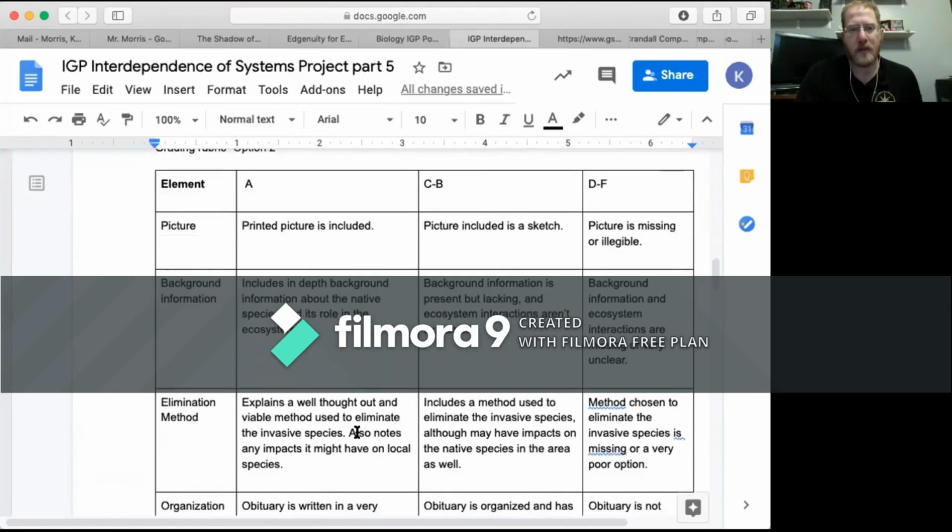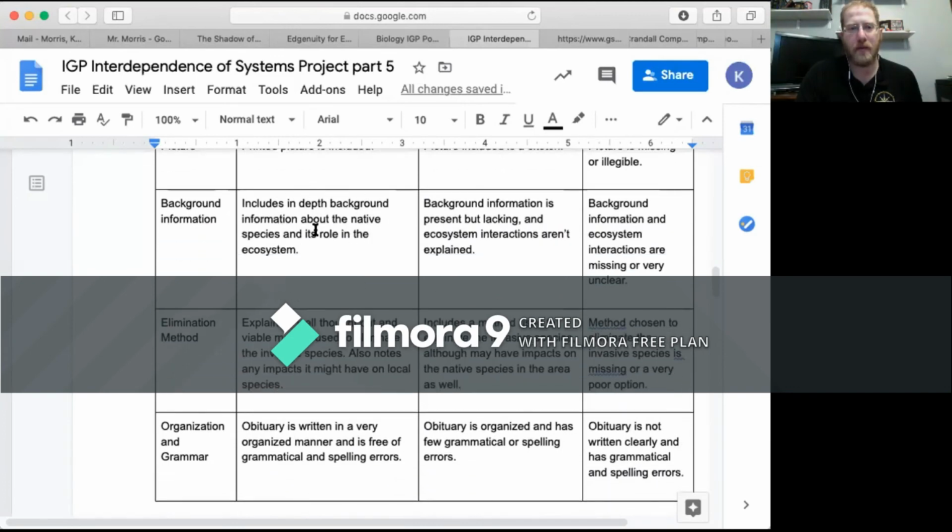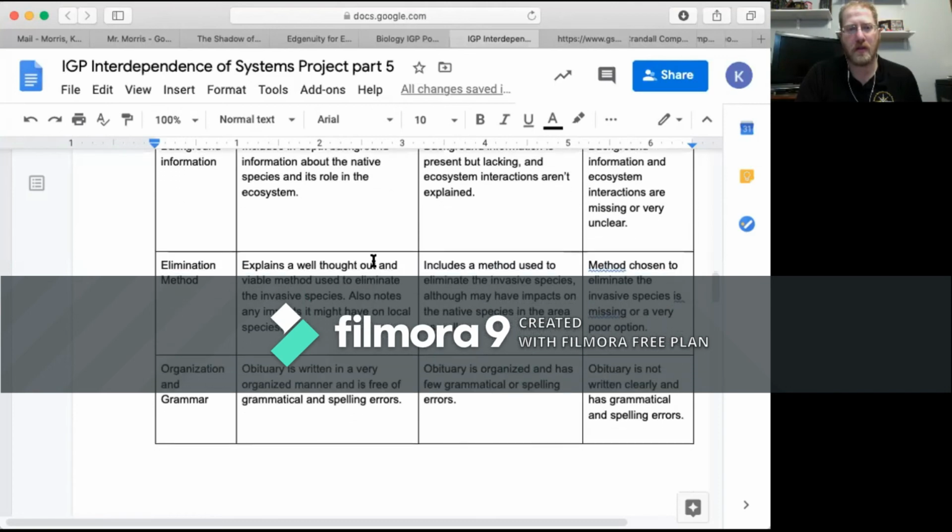If you're going to choose option number 2, once again, a picture must be included. In-depth background information about the native species and its role in the ecosystem, and then explain a well thought out and viable method, in other words, a workable method, something that can actually be used to eliminate the invasive species. Also note any impacts that your solution might have on any of the local species. You might think of an actual solution that will work and get rid of an invasive species, but it might also have a negative impact on everything else. That's fine. I'm not asking you to come up with one that has zero impact, but I am asking you to think about the impact that your solution will have.